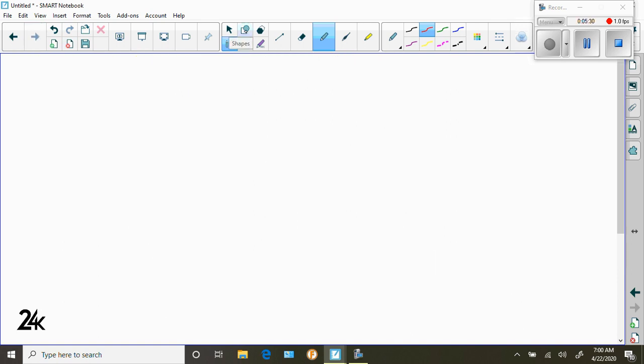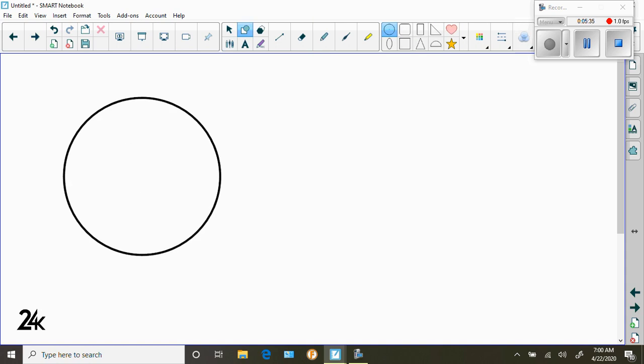Let's try another one. Here's another circle. This time I'm going to pick an acute angle, a little angle like that. Let's say that the radius is 7 and the angle is 30. So this guy's 30.